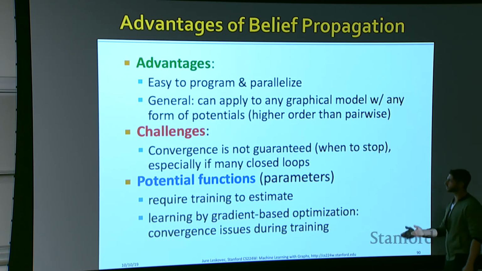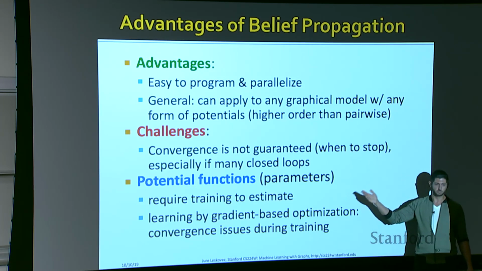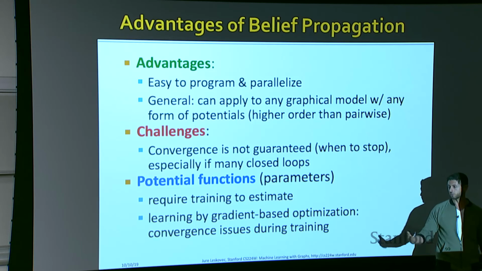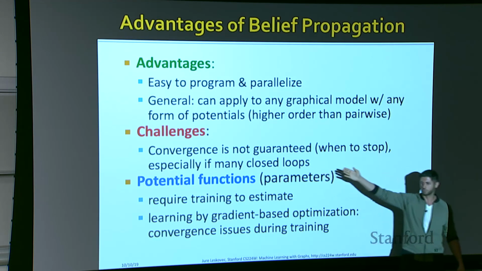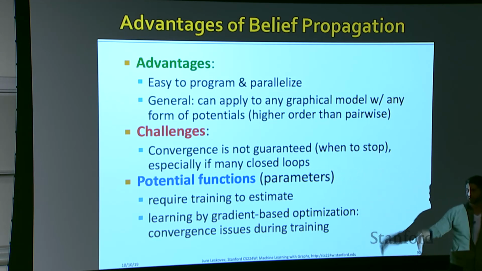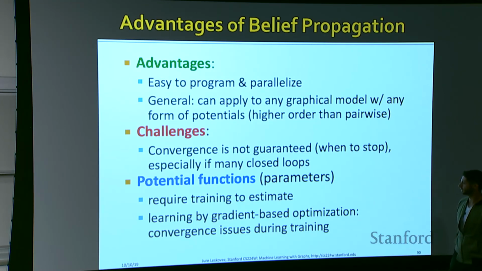The challenges are similar to what we talked about before. Convergence is not guaranteed, especially if there are a lot of closed loops. So one trick that I can recommend here, that we have studied since the first week: check what is the clustering coefficient of your graph. If it's very high, possibly loopy belief propagation is not the right technique to use there, okay?